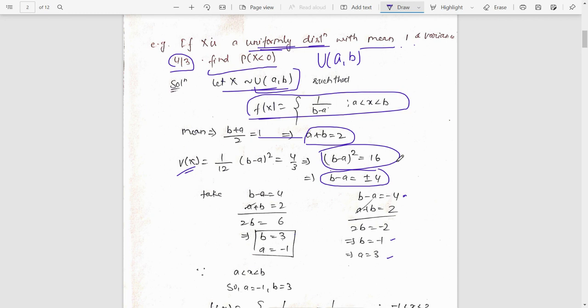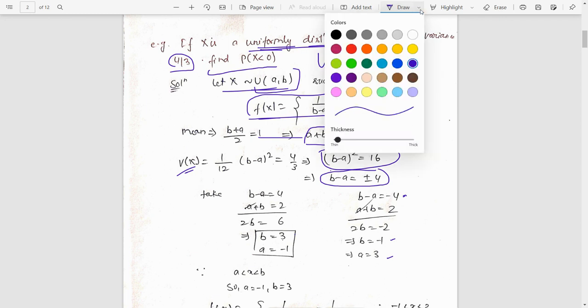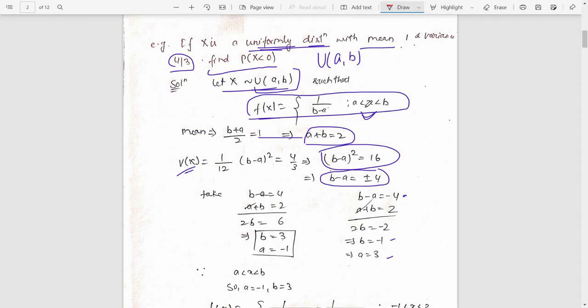So which one should we take? Anything you can take, but in this distribution we have assumed that a should be less than b. So we choose only the point where b is greater than a. Obviously a cannot be greater than b because of the format we have chosen. If we choose a is equal to minus 1 and b is equal to 3, we now have the values of a and b.